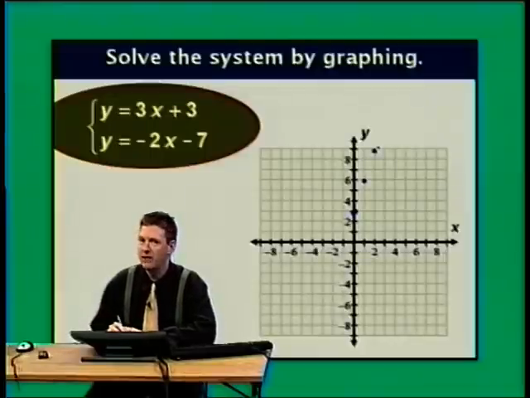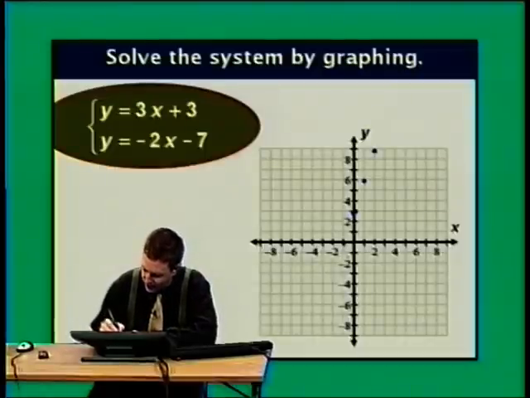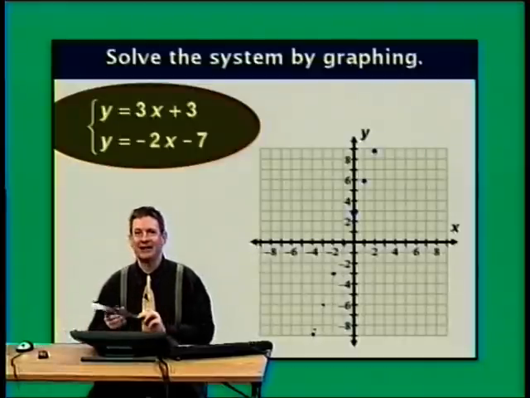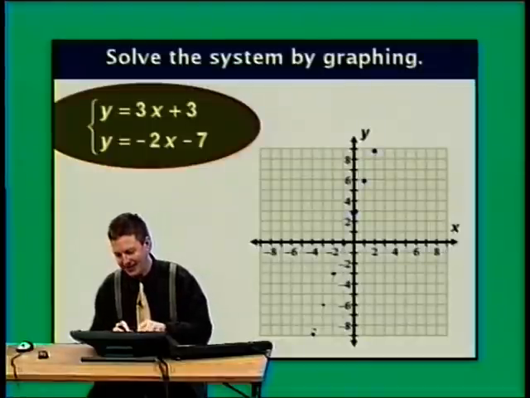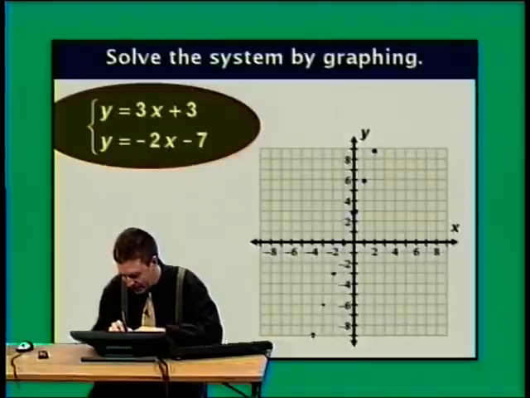But you know what? I'm looking for a point of intersection, so I want a really accurate graph, so I'm going to get several more points before getting out my straight edge. I can also use negative 3 over negative 1. Down 3, left 1, down 3, left 1, down 3, left 1, down 3, left 1. I think I've got all the points I can come up with, so here's the straight edge, and let's connect these points.